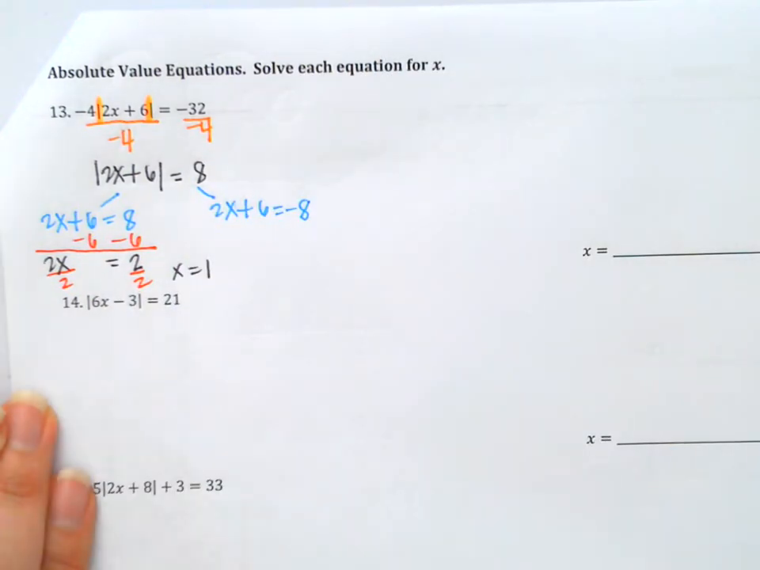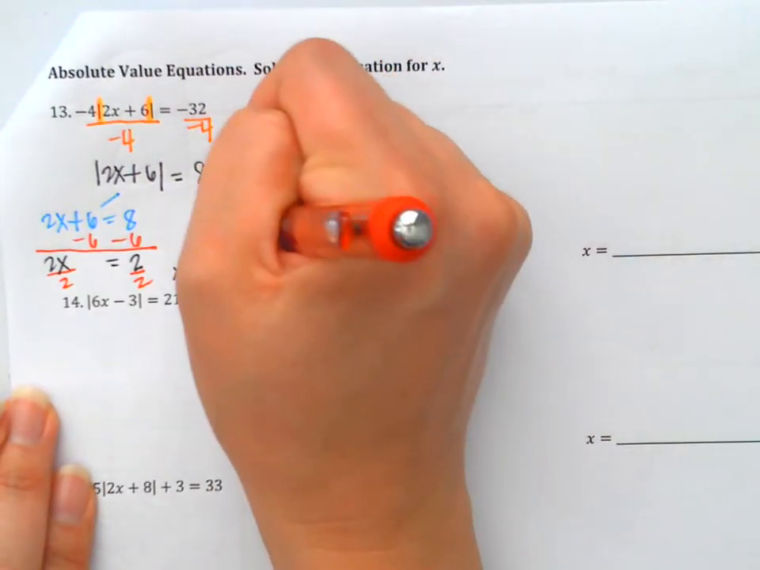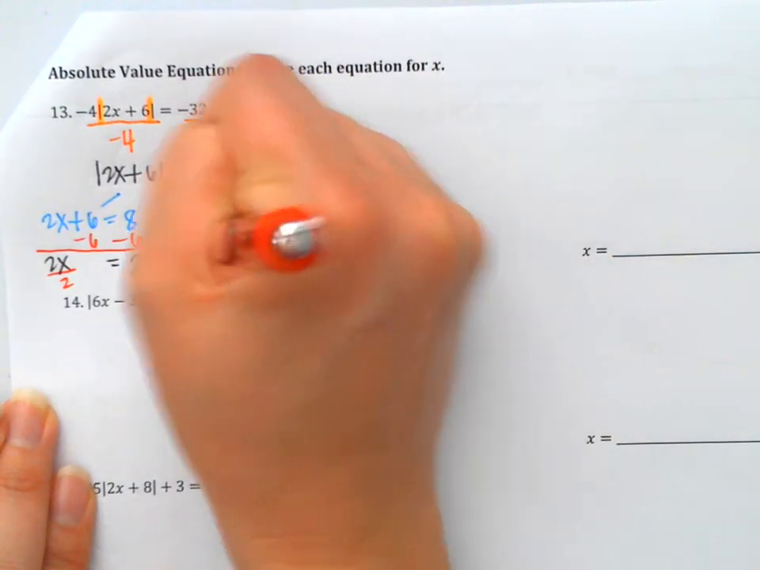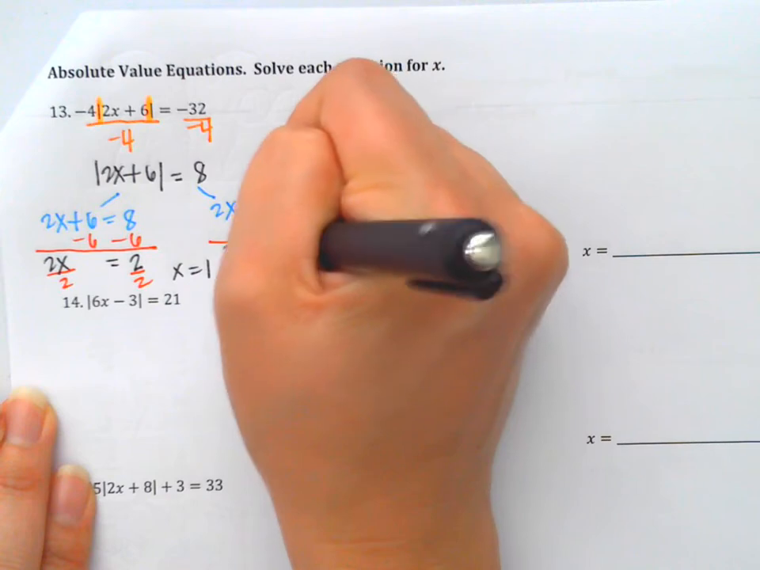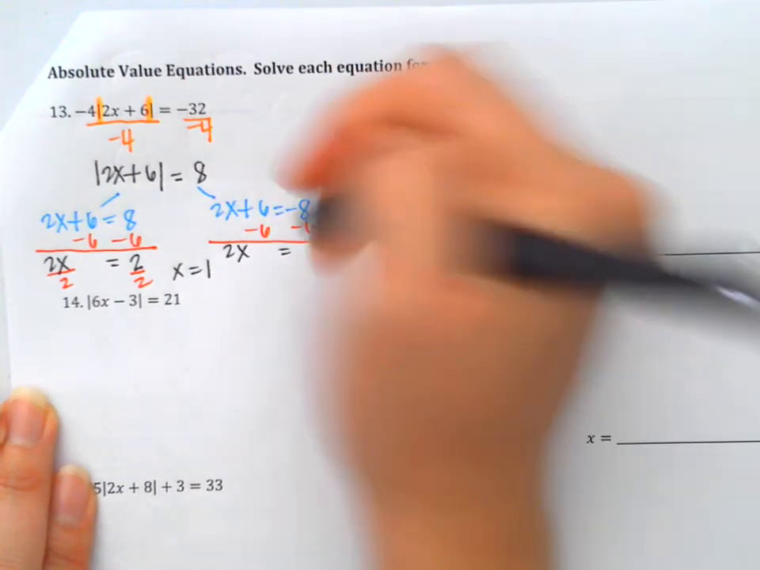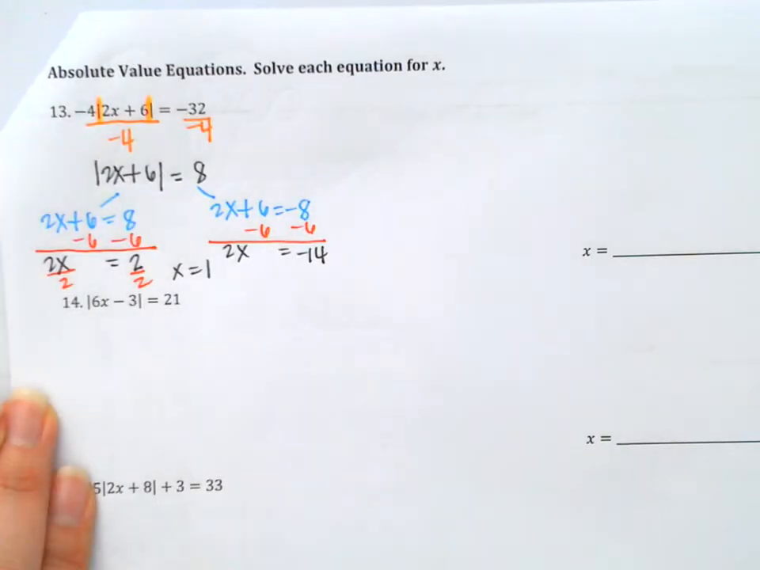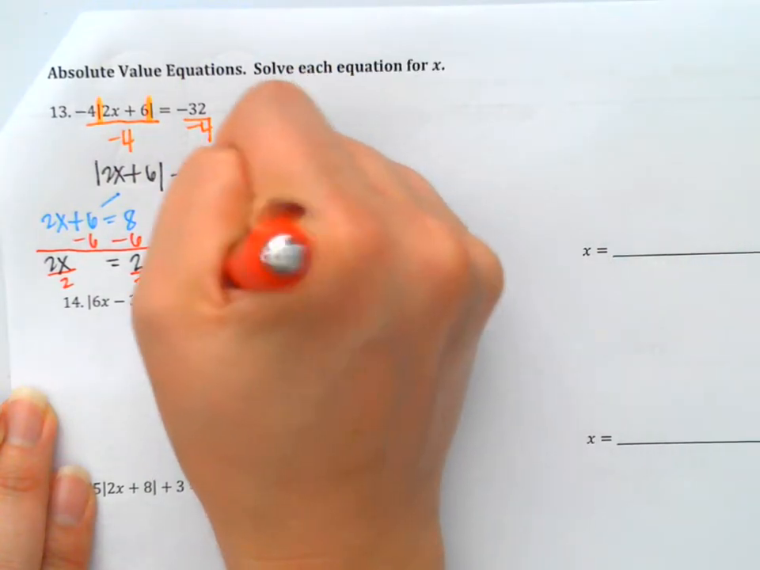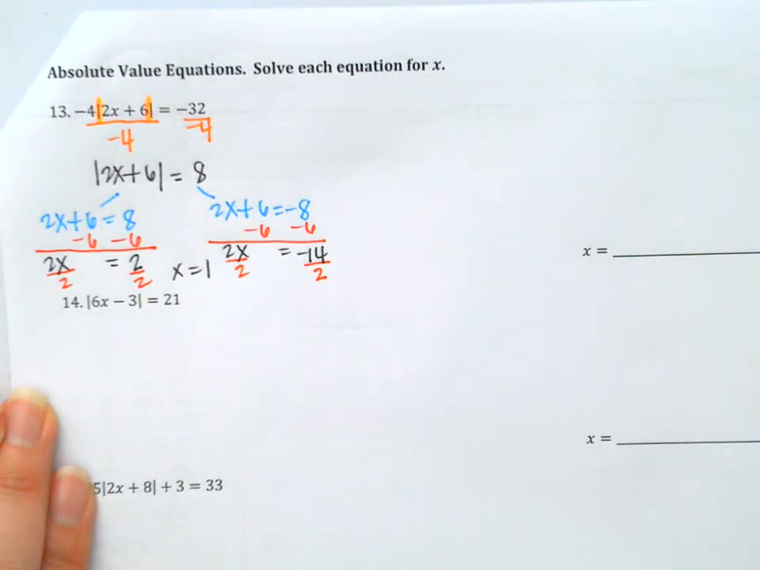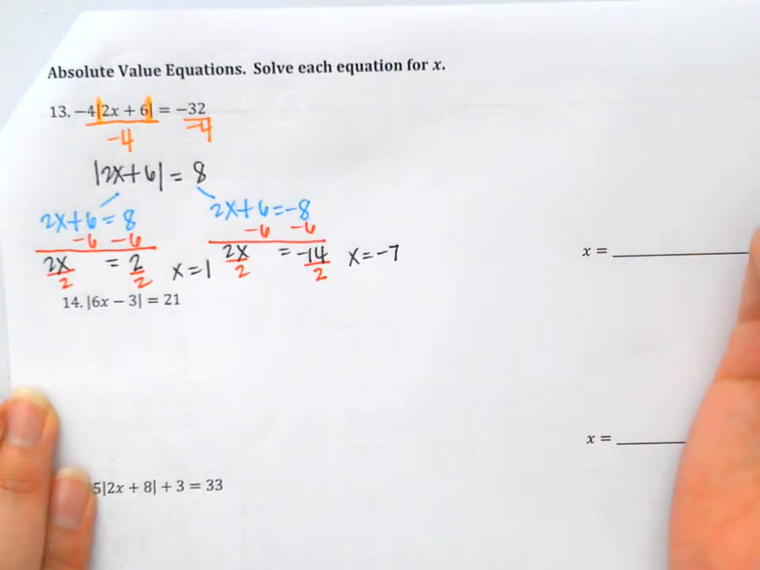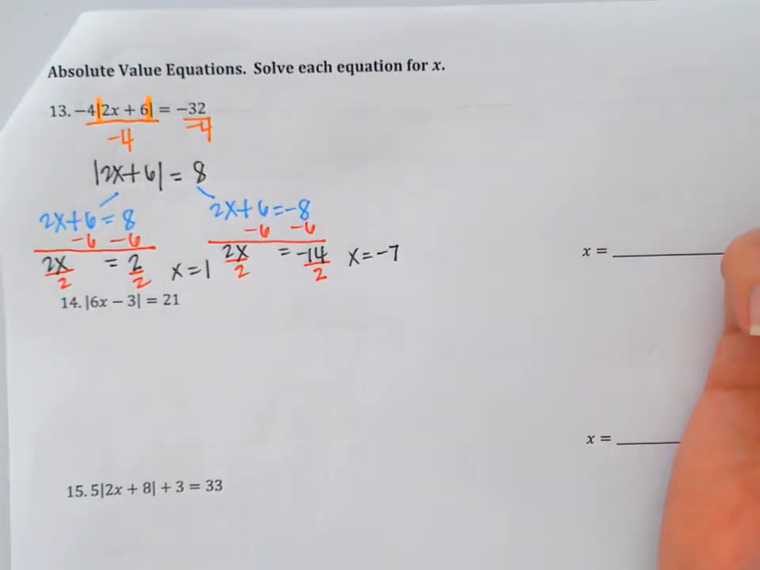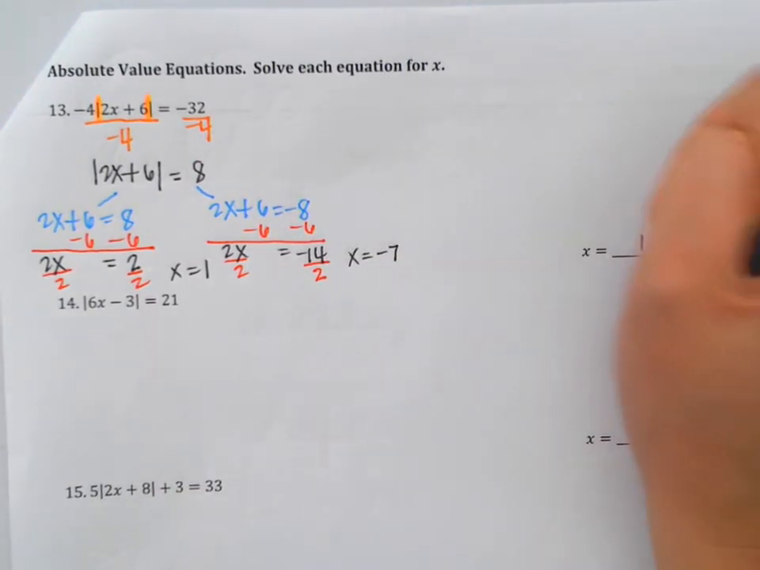And then I do the same thing for my second equation. I subtract 6 from both sides, and I get 2x. 6 minus 6 is 0. Negative 8 minus 6 is negative 14. Divide both sides by 2 to get x all by itself, and I get x equals negative 7. Remember, absolute value expressions should always have two answers. So my answers here are 1 and negative 7.